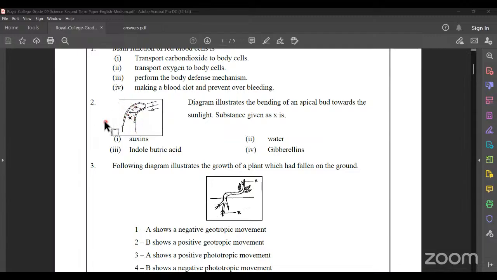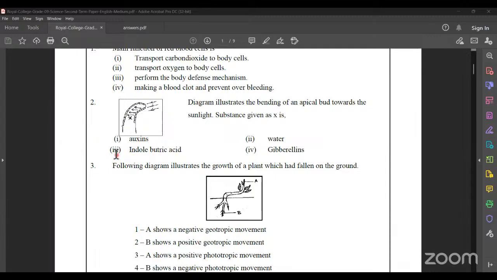always diffuses to the darker side. So this is the light side because sunlight is coming in this way. This is the light side. This is the darker side. So they diffuse to this darker side, and I mentioned that they have a function. They do this cell elongation function. So in this part, the cells start to elongate. So this shoot bends towards the sunlight. So auxin's function is this. So here the correct answer is auxin.